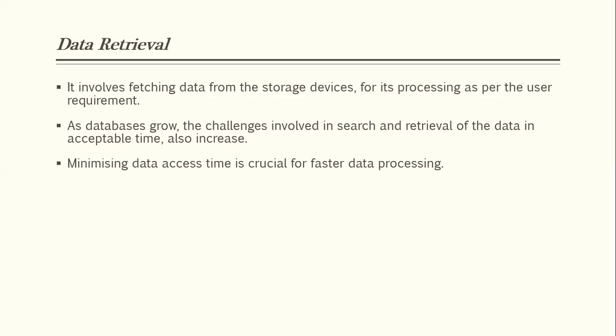So as the databases are growing, the challenge of data retrieval is also increasing, and minimizing data access time is very crucial for faster data processing. In Google Drive and Google Photos, if you type a word, it does a keyword search. You are even allowed to tag your friends. If you have tagged your friend, you put your friend's name and you get all pictures with your friend's face, and that reduces the data retrieval time, the data access time. Those kinds of things help us overcome the challenge of data retrieval.